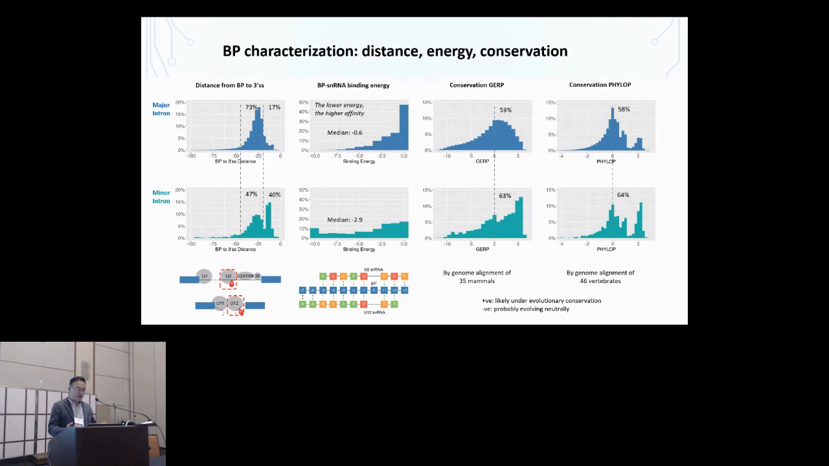We also characterized the binding energy between the BP and the U2 or U12 snRNA. You will see that the lower the energy, the higher the affinity. In the minor intron, the interaction energy is higher. It may represent a mechanism in the minor intron that is very different from the major intron. And when we look at the conservation scores, GERP and phyloP, we see that a higher proportion of BP positions are likely under evolutionary conservation. They have a higher proportion of positive scores.